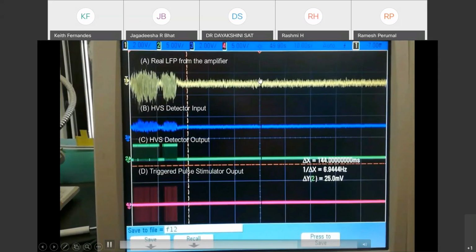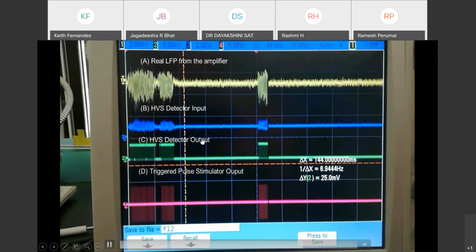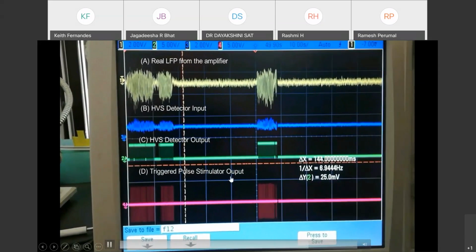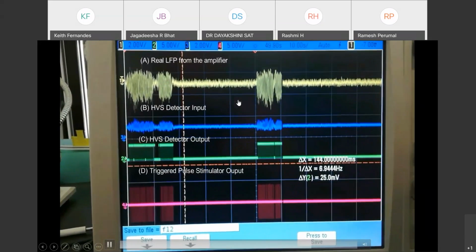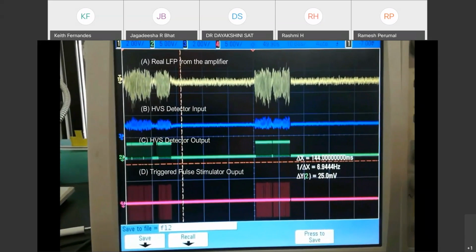And more importantly, during the non-spindling, you should not see any pulse output from the stimulator, because that affects the precision of the algorithm and generates more false positives.